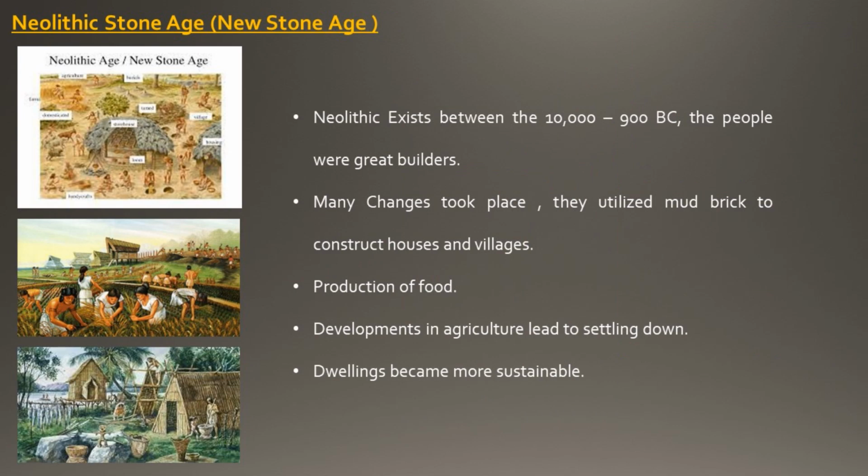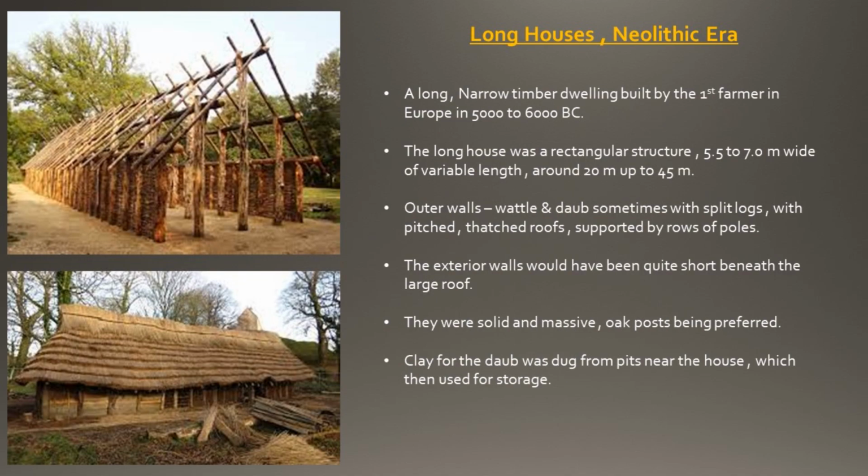Neolithic means New Stone Age, between 10,000 and 900 BC. People were great builders in this era. Many changes took place in construction. They started working with mud brick to construct houses and villages. Development of food, farming and agriculture led to settling down. The dwellings became more sustainable. There are different types of structures in this era: the first being long houses and the second being dry stone houses.